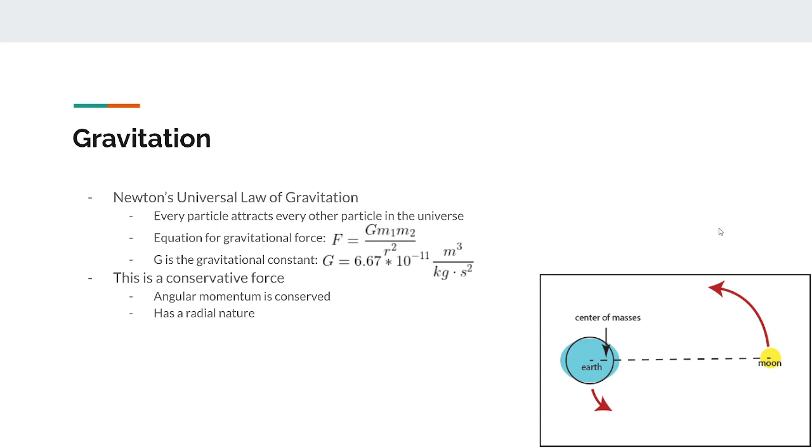So G is the gravitational constant. This equals around 6.67 times 10 to the negative 11, and these dimensions don't really matter. It's just important to remember that number. Remember that this is a conservative force, so it has a radial nature, and angular momentum is conserved, right? And remember this r squared. This is going to be really important since gravitational force is directly proportional to 1 over r squared.